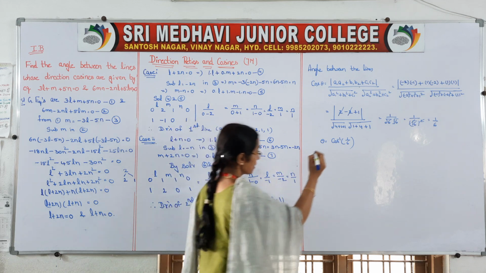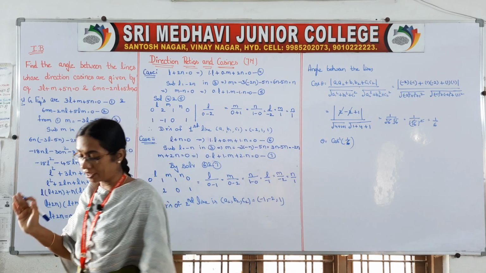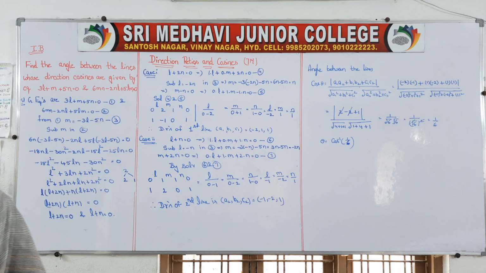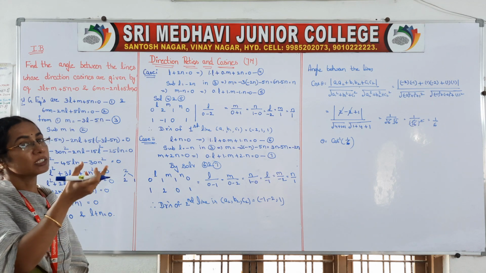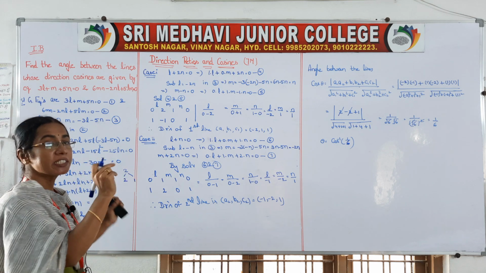So angle means theta, not cos theta. To find the angle between two lines, we have to find the theta value between the two lines. It will be theta.